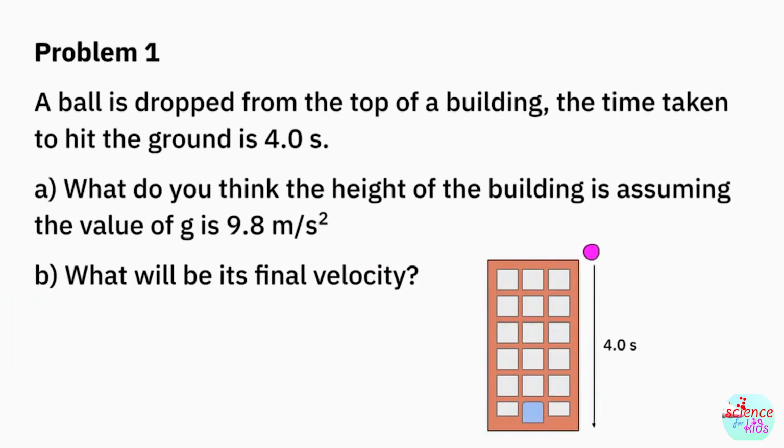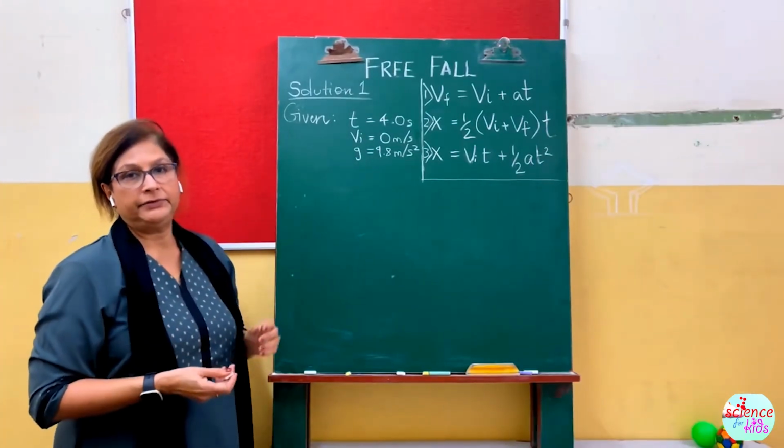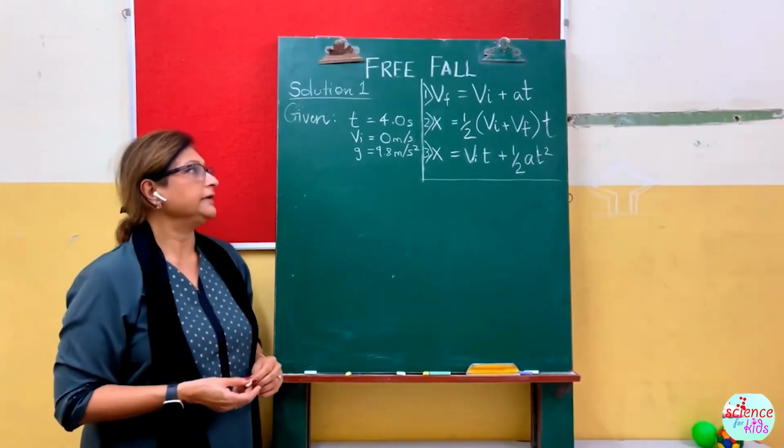Problem 1. It says a ball is dropped from the top of a building. The time taken to hit the ground is 4 seconds. So here you have to answer two things. Number 1, they are asking you, what do you think the height of the building is, assuming the value of g is 9.8 meter per second squared. And the second thing they are asking is, what will be the final velocity? Okay, now that you have read the question, let's solve it.